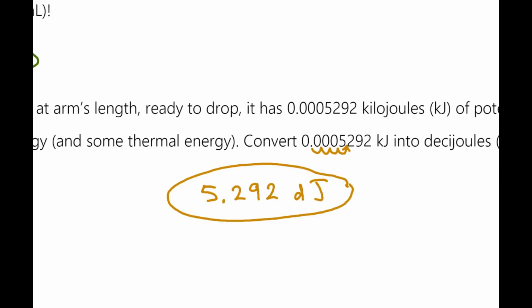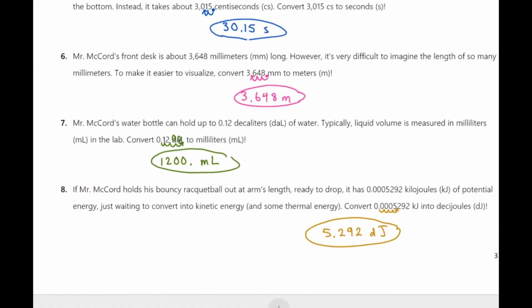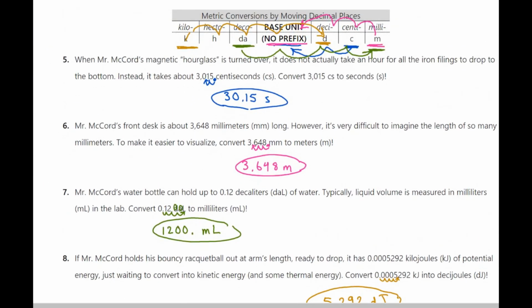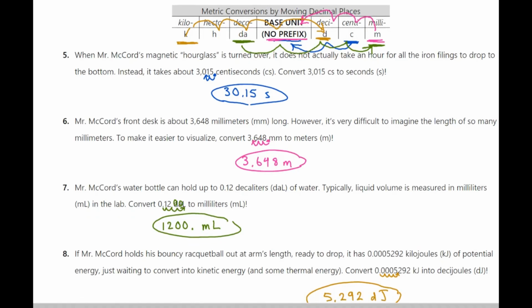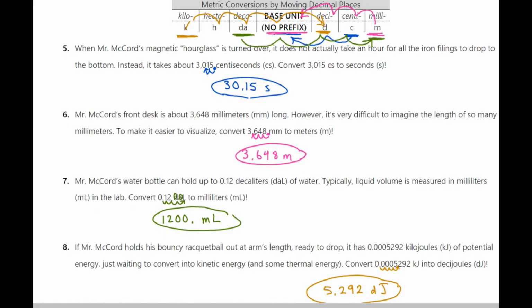And that's it. Again, as long as you know where to start and where to stop with your prefixes, your decimal point moves the same number of spots in the same direction as what's on this chart. If you can keep track of that, then hopefully metric conversions will be pretty easy.